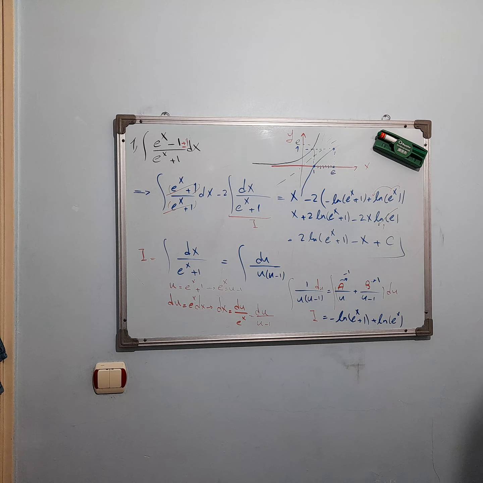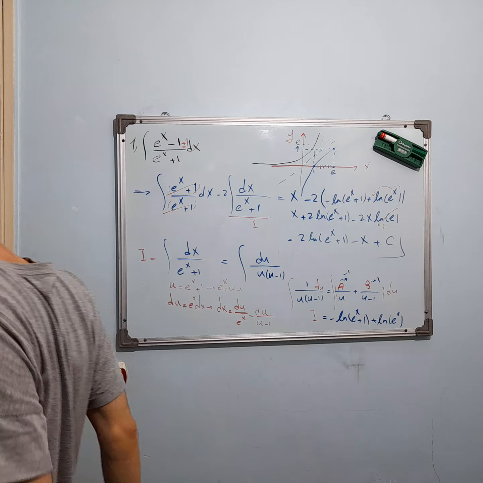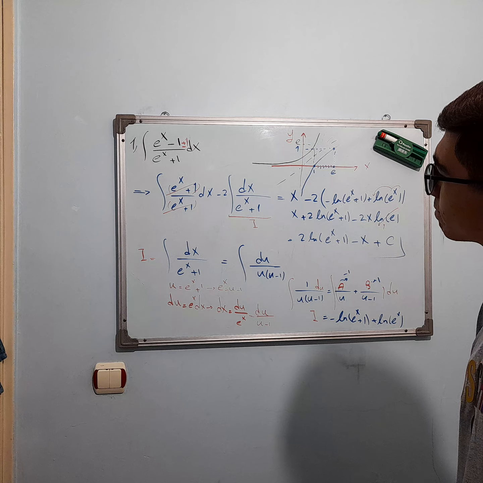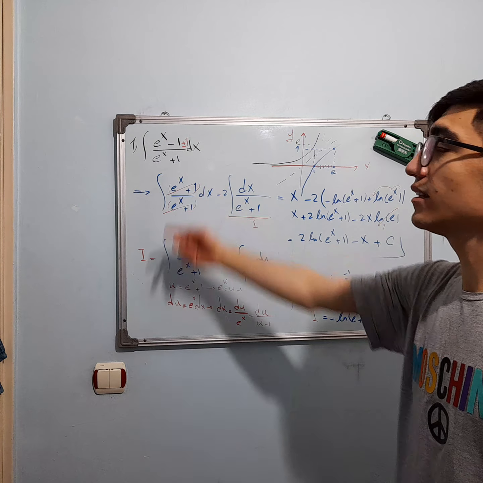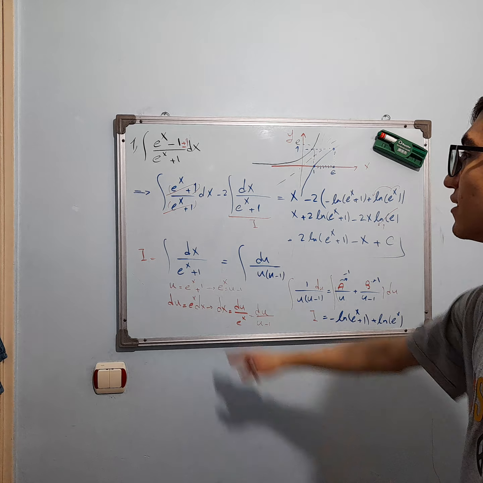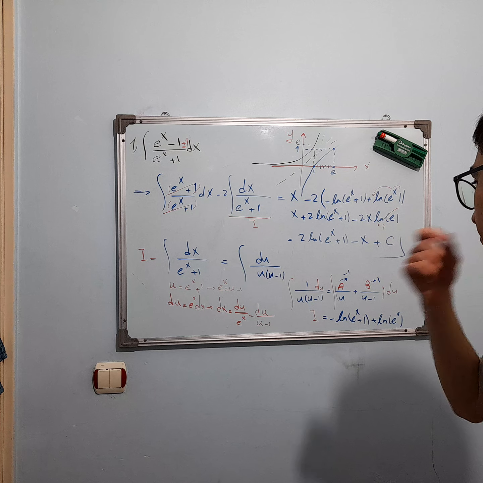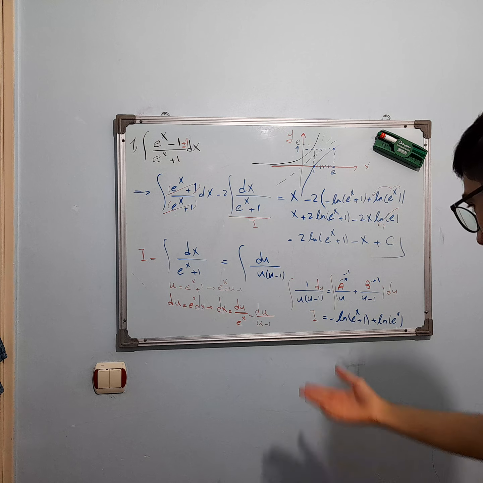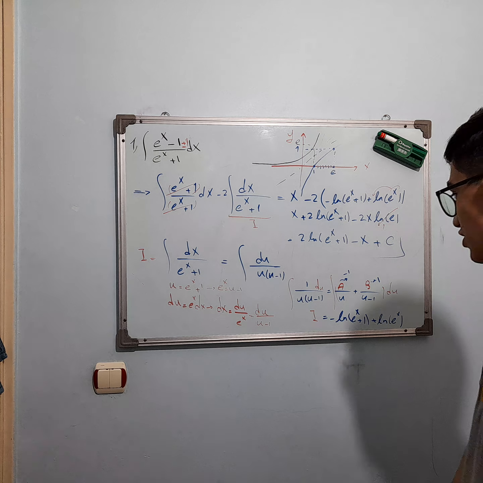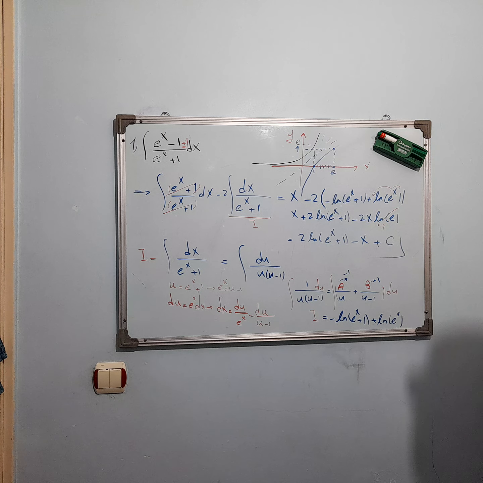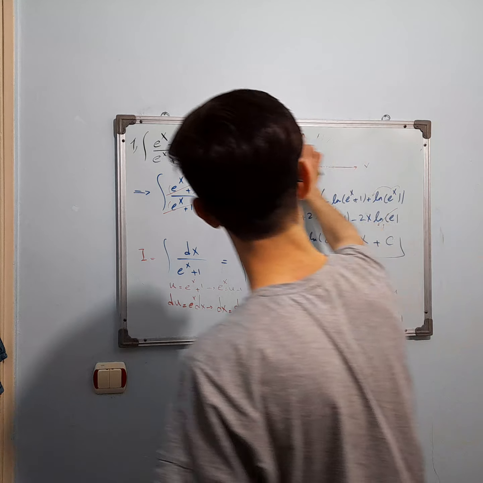Take a look. It was a good question, I guess, because it had an idea which you had to guess, and then u substitution and partial fraction. Also it was easy, but you needed to know the law of natural logarithm. And finally, this is the answer. So let's move to the next one.